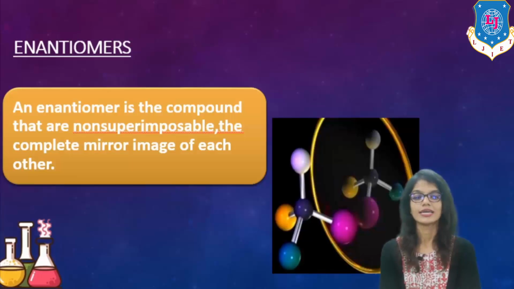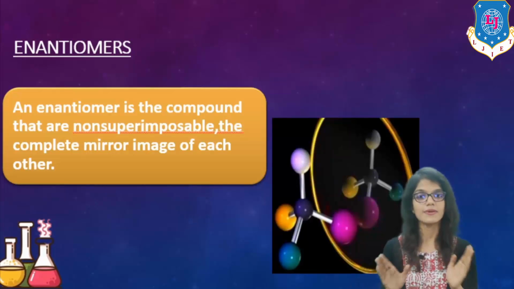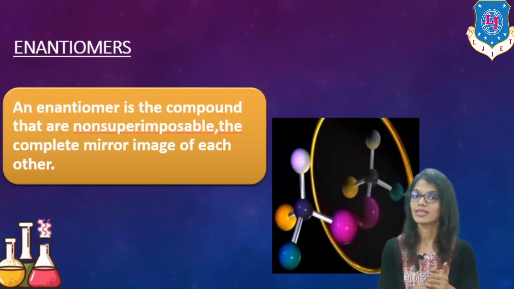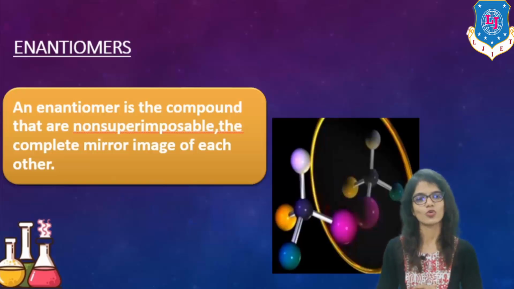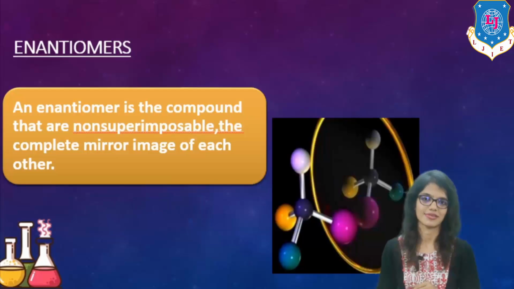Enantiomers are the compounds that are non-superimposable but mirror images of each other. As you can see in the image, they can't be superimposed on each other, but they are mirror images of each other. Such kinds of compounds are known as enantiomers. Lactic acid, tartaric acid. We can take other examples also here, which are enantiomers.